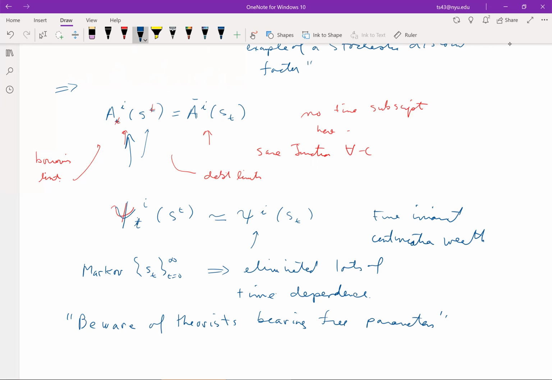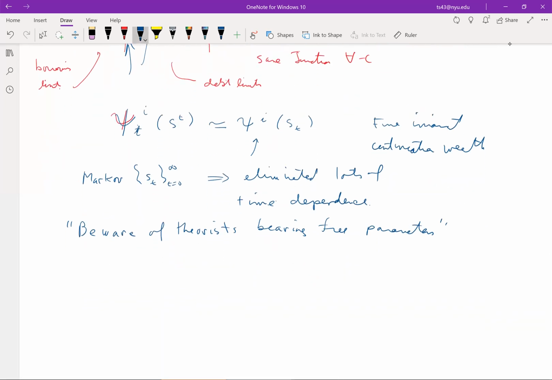Okay, so now we are ready to Bellmanize the competitive equilibrium with arrow securities.